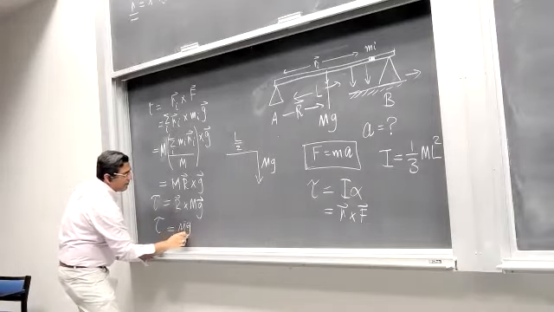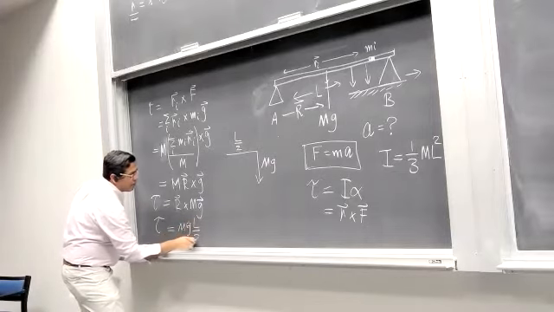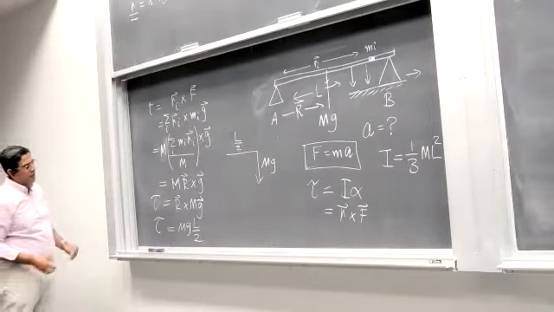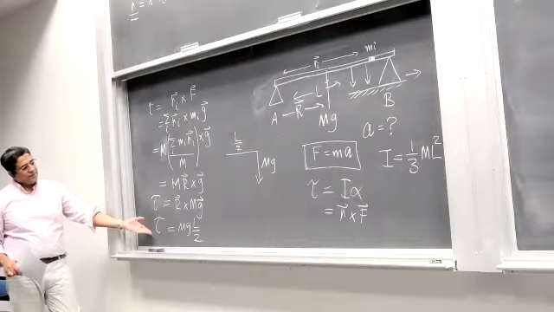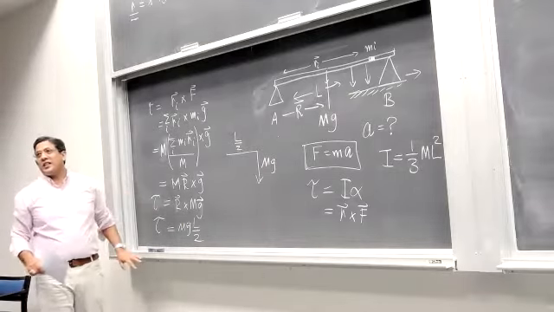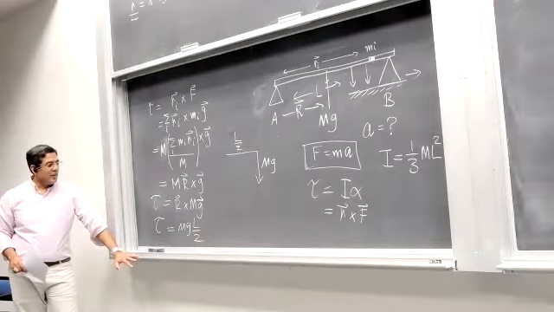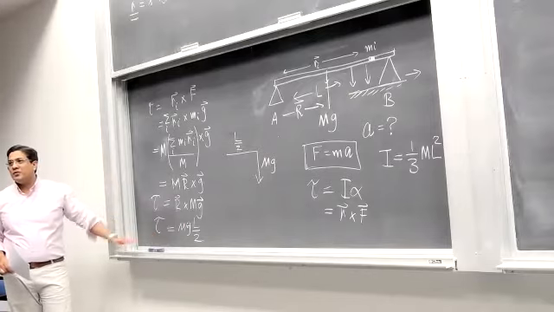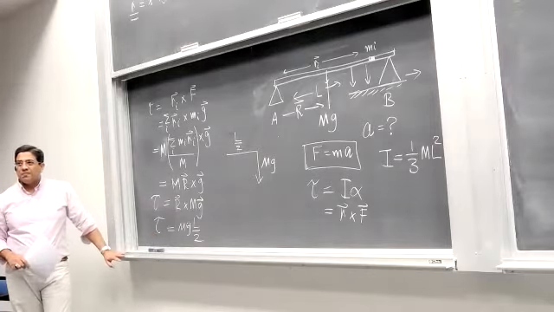mg times L by 2, a scalar equation. Don't worry about the direction yet. Because the center of mass of such a rod is always at the L by 2. Well, L is the length of the rod. Is this clear to you, all of you? Most of you? Yes. Thank you.